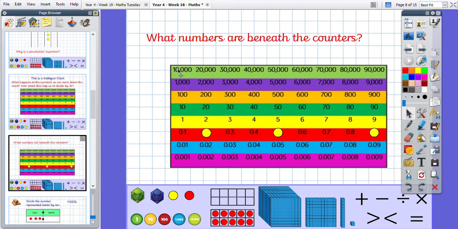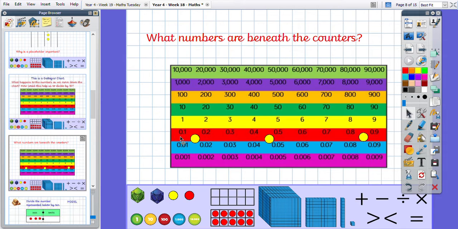So what numbers are beneath our counters? Thinking about our idea of dividing by 10, looking at the number above it, how could we work out what the numbers underneath the counters are? Okay, so we could have done 2 divided by 10, which would tell us this was 0.2. 5 divided by 10 is 0.5. And 9 divided by 10 is 0.9.